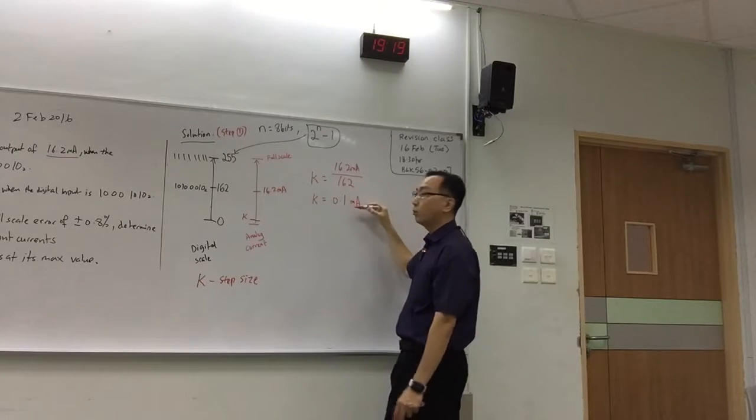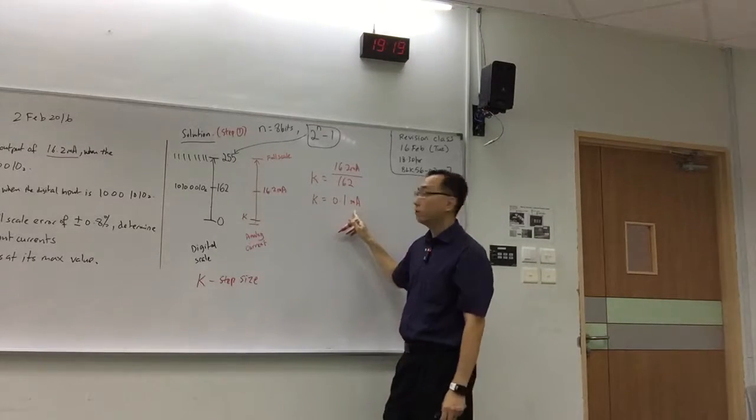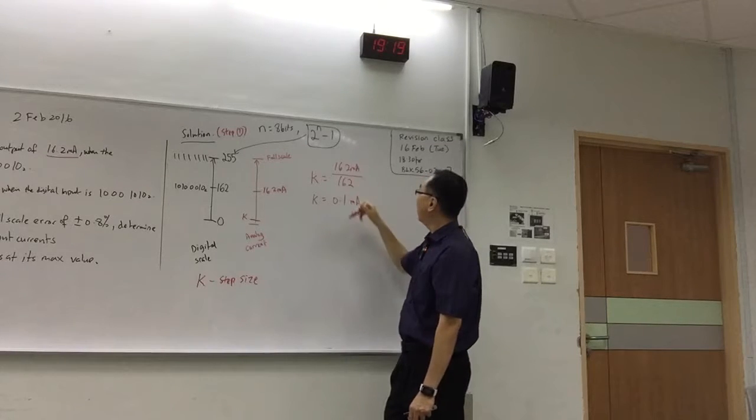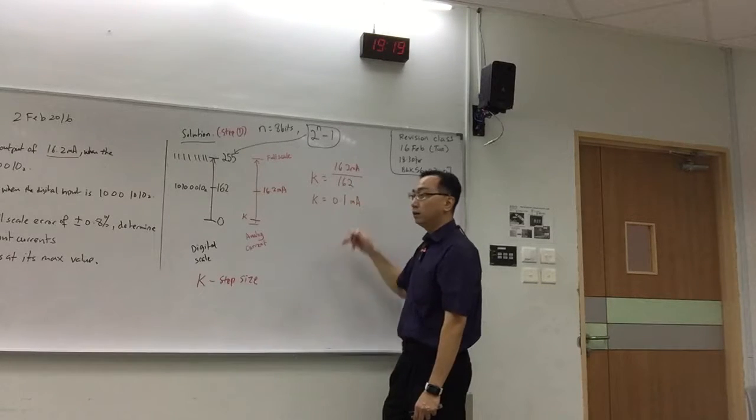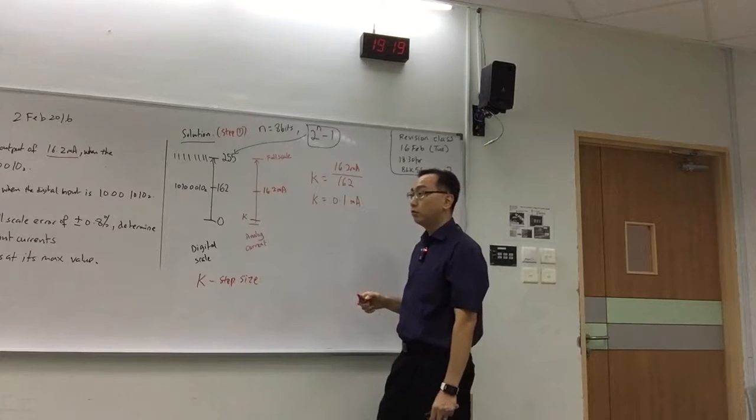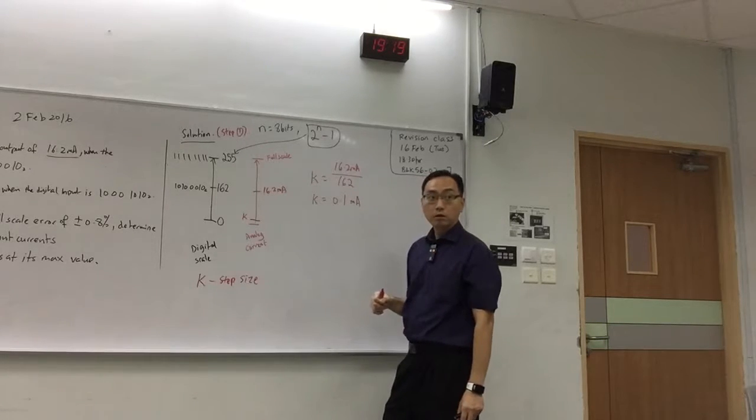16.2 divided by this one, 0.1 milliamp. Ampere, the unit. For K, this one is ampere? K has no unit, sir. Oh, the unit. Got it.